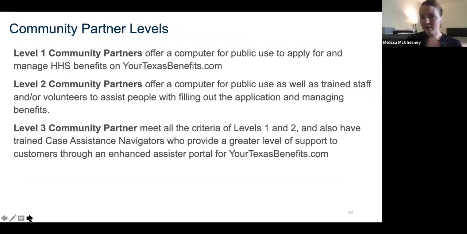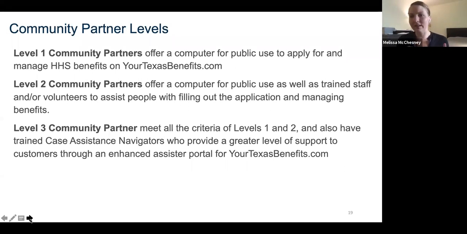So there's a couple different ways to be a community partner. One is just a level 1. That just means that you have said, we have a computer in our lobby. We don't have any extra staff to go help people, but if they need access to the internet and they want to apply, we've got a computer where they can come apply. And again, that'll be listed on the website as if you're just looking for a computer where you can apply for benefits, you can go.